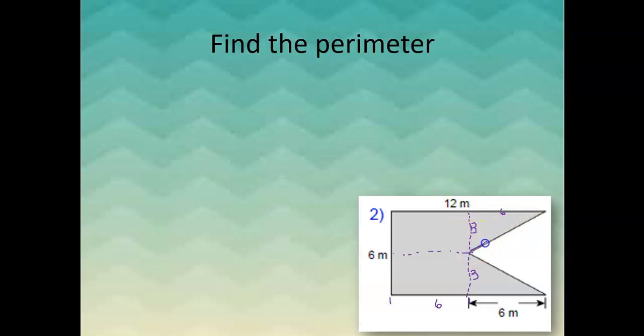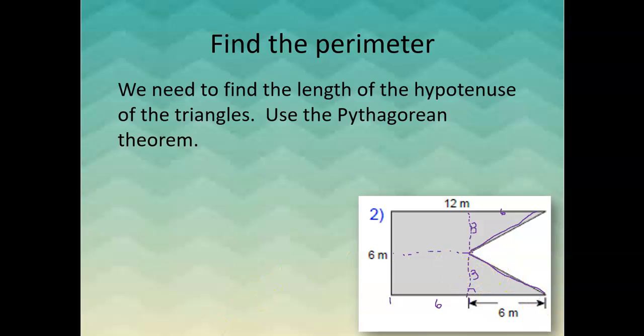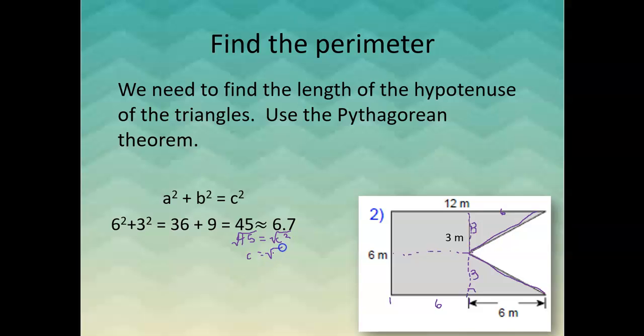Okay. What I need to find now is the length of these sides. Well, it looks like I've made some right triangles, and I know from previous work that to find the missing side of a right triangle, I can use the Pythagorean theorem. So let's go ahead and use the Pythagorean theorem here. I'm going to take my 3 and my 6 and use those to find that hypotenuse. 6 squared plus 3 squared is 36 plus 9. So I get 45 is equal to c squared. In order to get the c by itself, we've got to take the square root here. That means c is equal to the square root of 45.